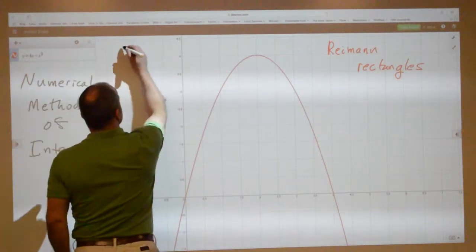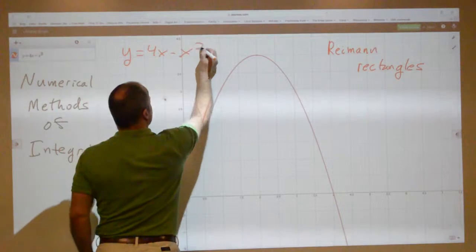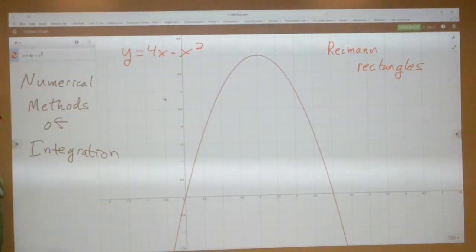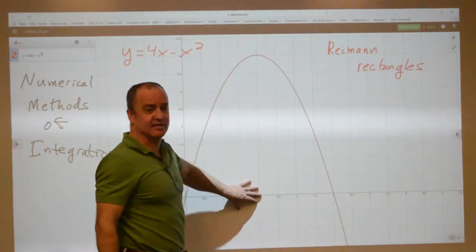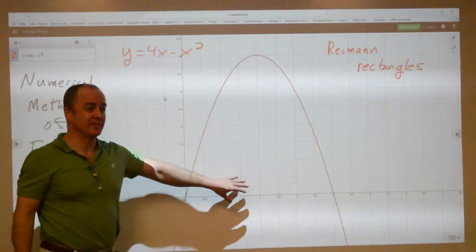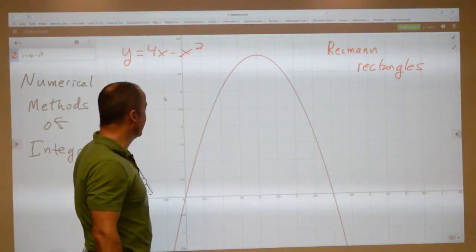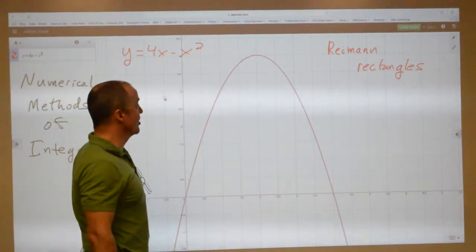This is the function y equals 4x minus x squared. We could anti-derive this and find the area between this function and the x-axis very easily. But we're not going to. Okay? We're going to do this the hard way. Take an easy function, go back and do it the hard way. We're going to make some guesses, and we're going to know those guesses are wrong.